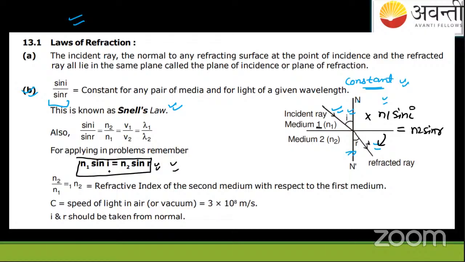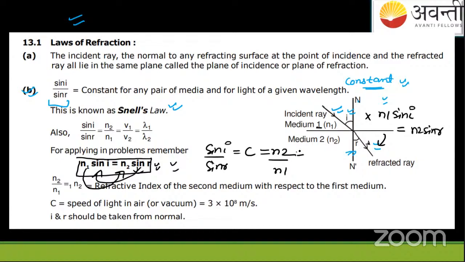Now students, just divide this sin i by sin r. This is mathematically what Snell told. He actually observed sin i and sin r experimentally, and then gave this mathematical law. He told that sin i upon sin r is a constant. And we know from the formula, if I substitute sin i upon sin r, I will get N2 upon N1. Got it? Yes.